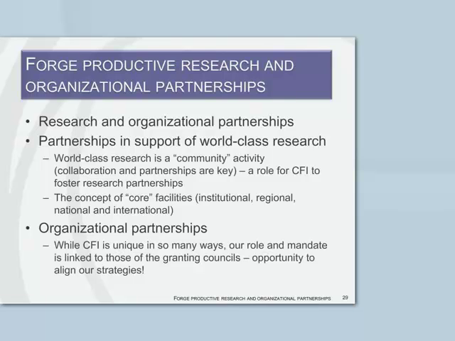The third element is forging productive research and organizational partnerships. Here we're talking about two types of partnerships: research partnerships to support world-class research, because we know that world-class research is a community activity. It involves the collaboration and partnerships between the best researchers and institutions around the world, and the concept of core facilities, so that we don't duplicate facilities, is also very important in maximizing the benefits and the impact of our investments. So again, research partnerships will drive that element.